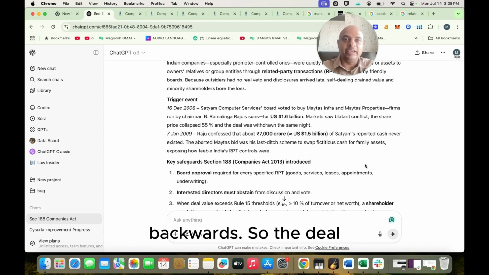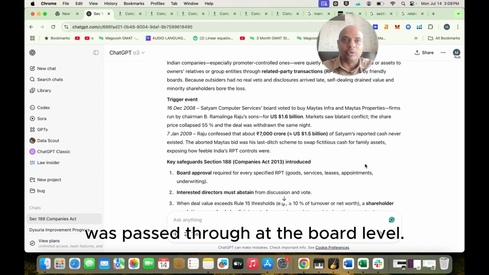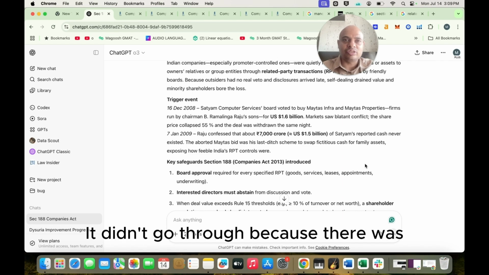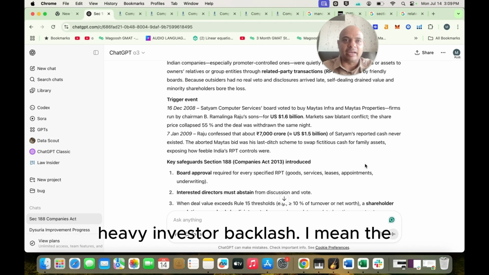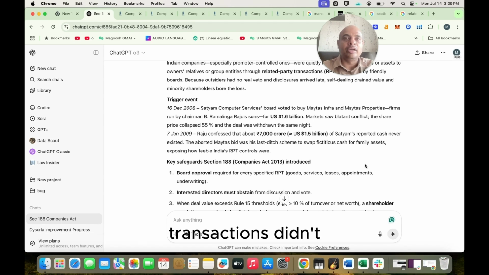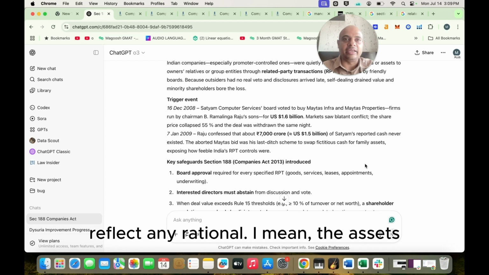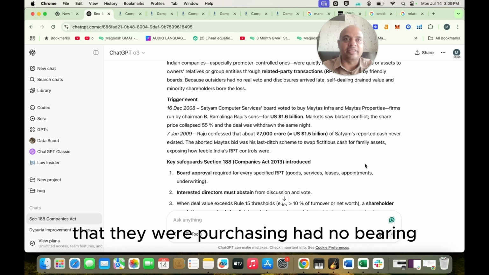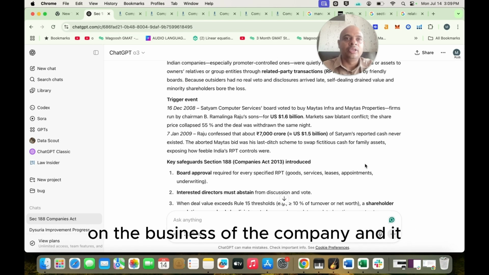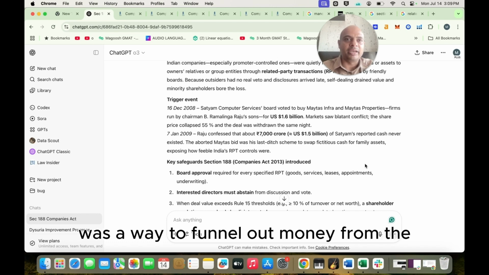The deal was passed at the board level. It didn't go through because there was heavy investor backlash. The transactions didn't reflect any rationale. The assets they were purchasing had no bearing on the business of the company, and it was a way to funnel out money from the company.